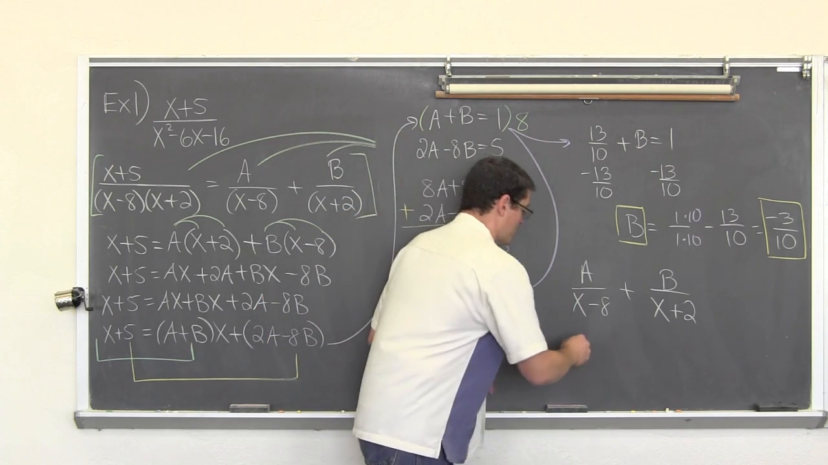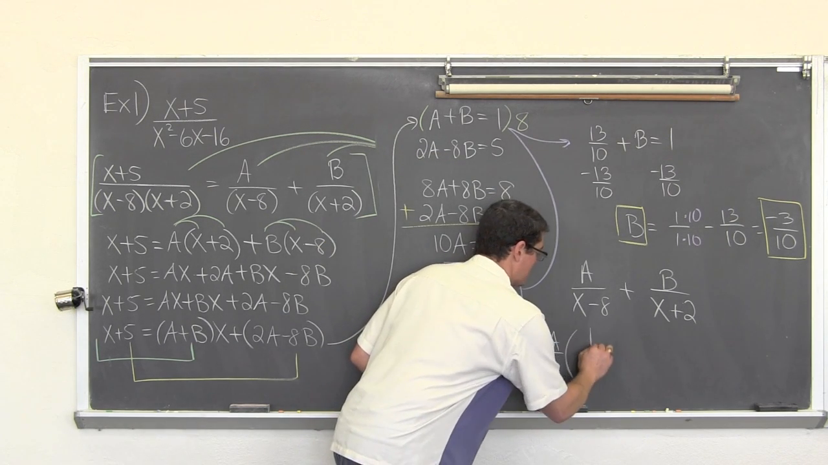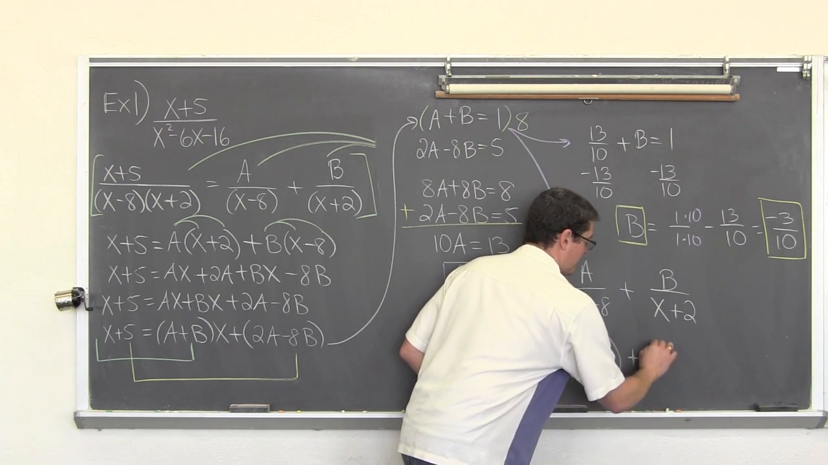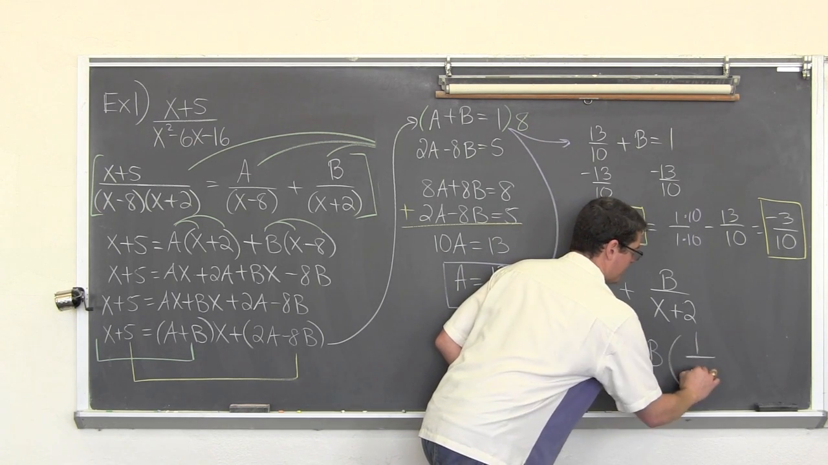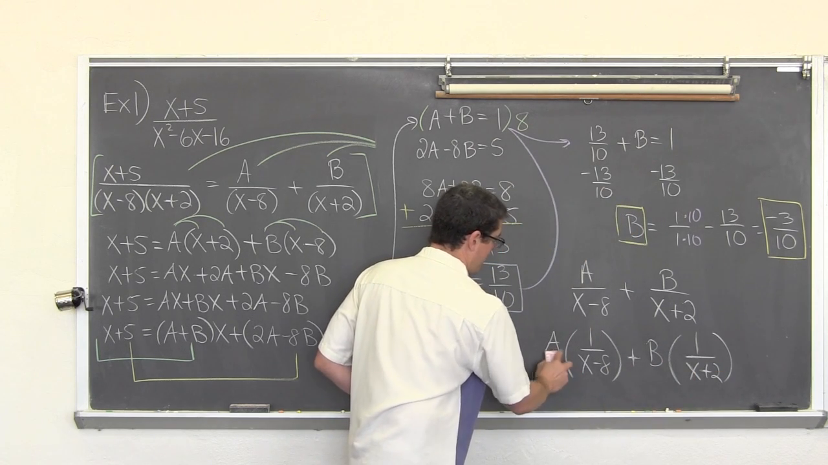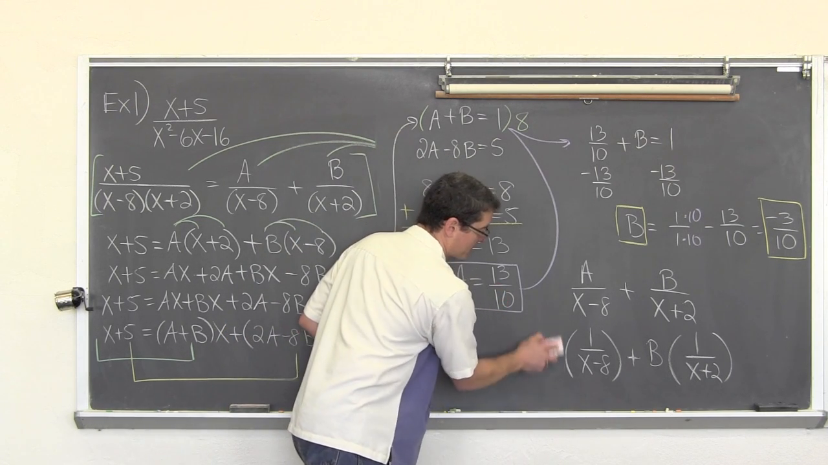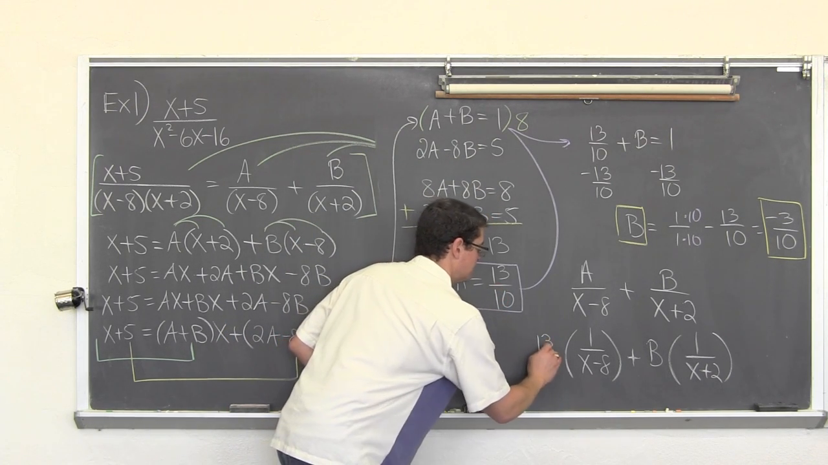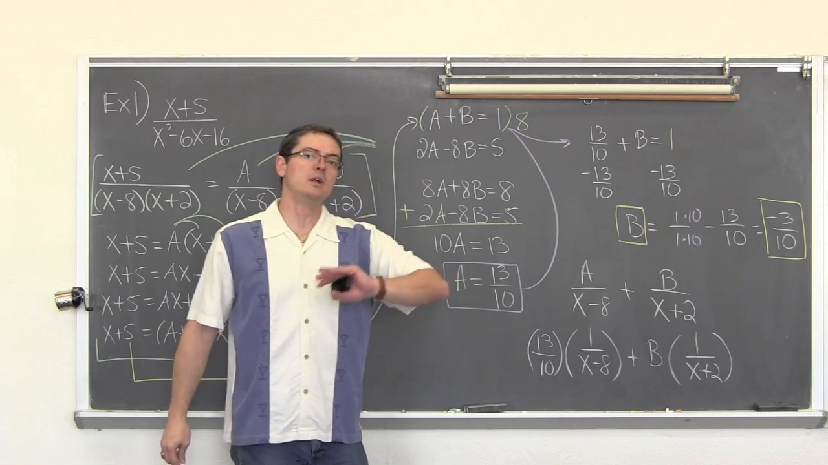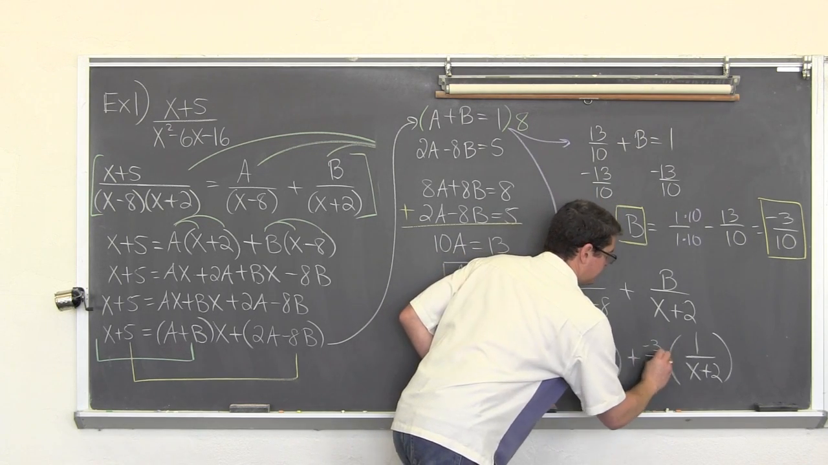So I can take this and write it as A over 1, or just A, times 1 over x minus 8, and then we'll have the same thing, pull the B out front, and have it as 1 over x plus 2. So when I have this fractional answer of 13 over 10, and that goes in for A, it's 13 over 10 times 1 over x minus 8. And B is negative 3 over 10.